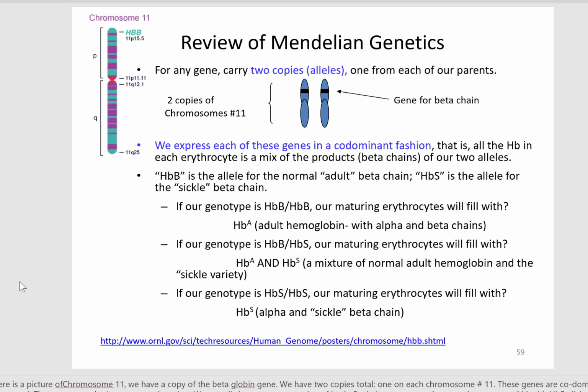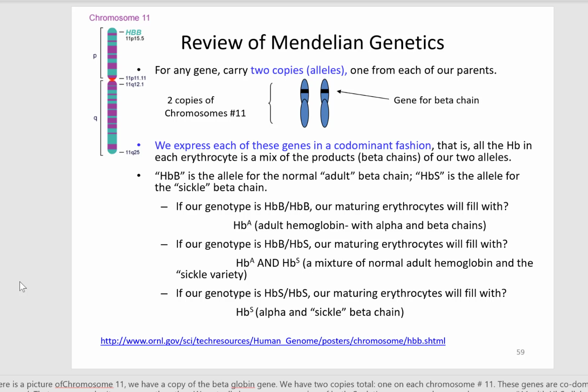Here is a picture of chromosome 11. We have a copy of the beta globin gene. We have two copies total, one on each chromosome number 11. These genes are codominantly expressed. That means we don't use one or the other. We actually have gene expression of both.